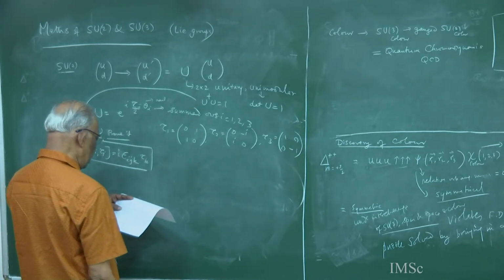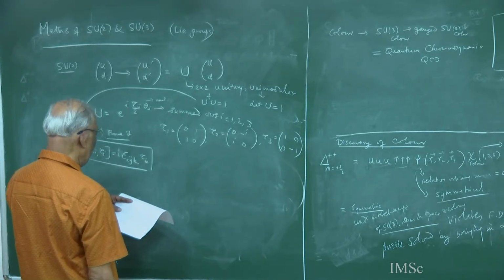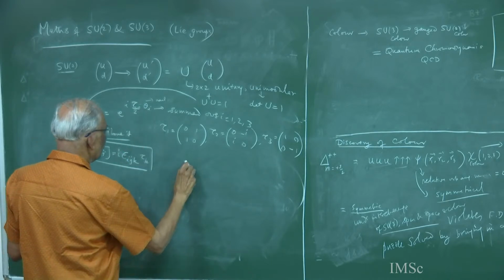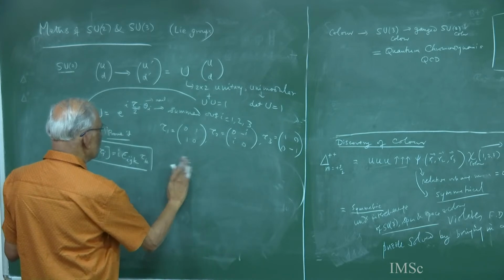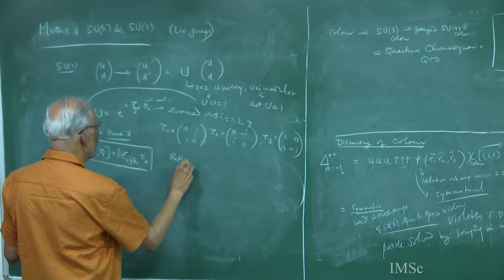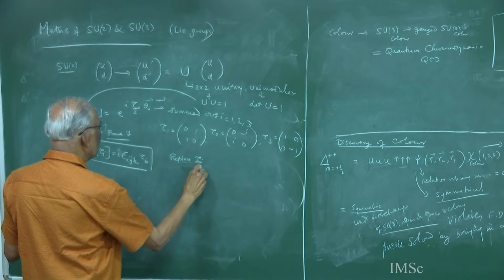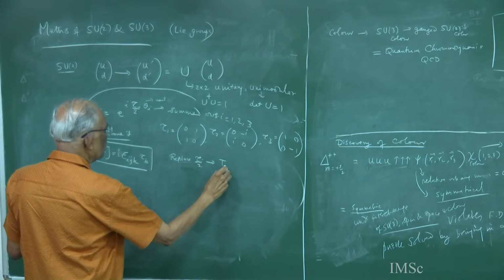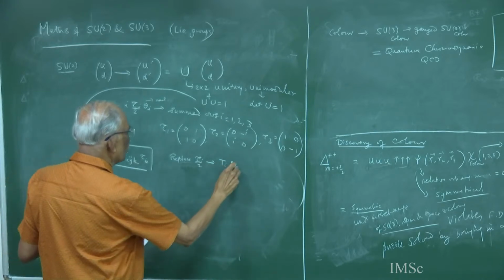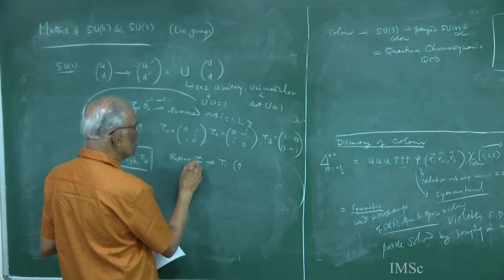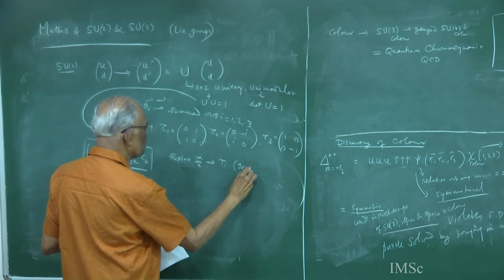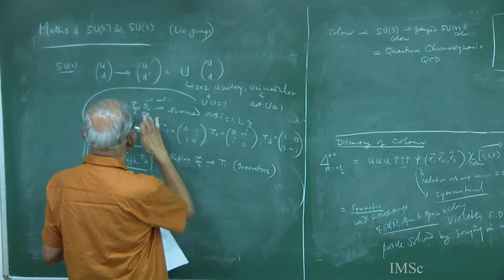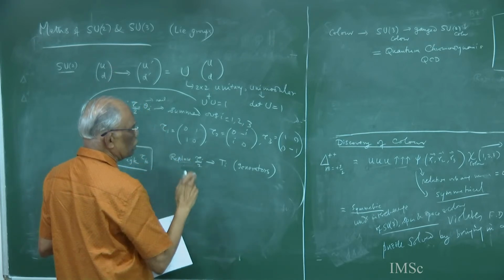Actually, now I want to write this down a little bit more generally. Instead of tau by 2, I should write T. So, replace tau i by 2 with a general quantity called Ti, and these are called generators. These are 2 by 2, but they may be higher dimensions. That is a more general way of defining SU2, but I defined it in terms of the fundamental representation.